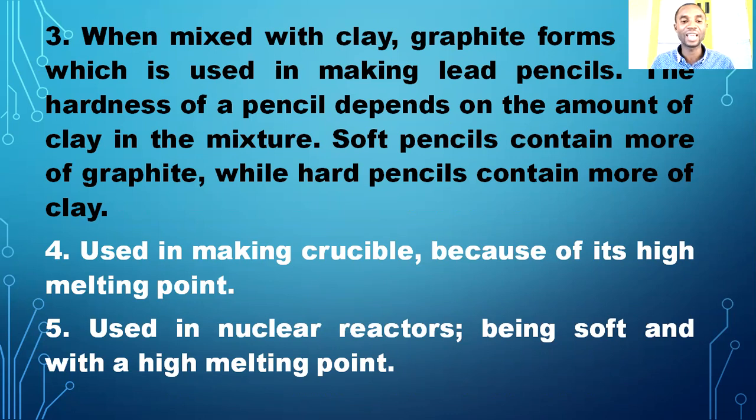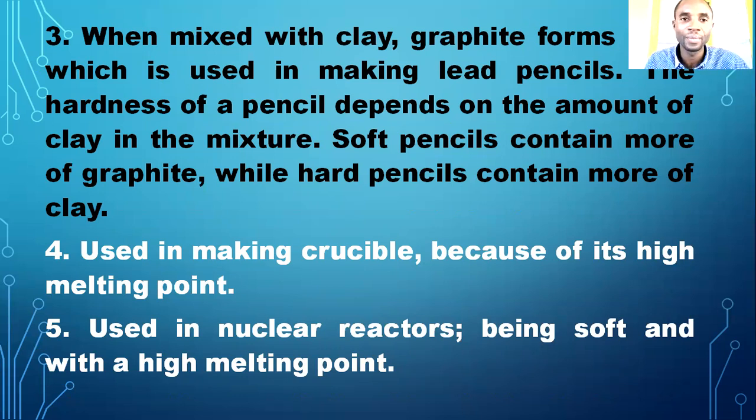Then number 4 is that it's being used in making crucible. Because of its high melting point, it's being used in nuclear reactors, being soft and with high melting point. So we can use it in all these places, and any of them can be found around you, and that also makes graphite or carbon very, very important to us, either as a diamond or as a graphite.